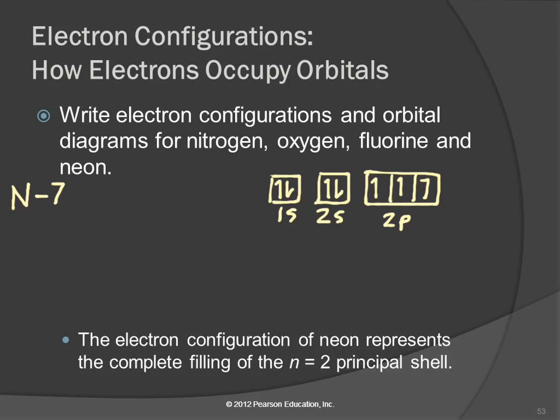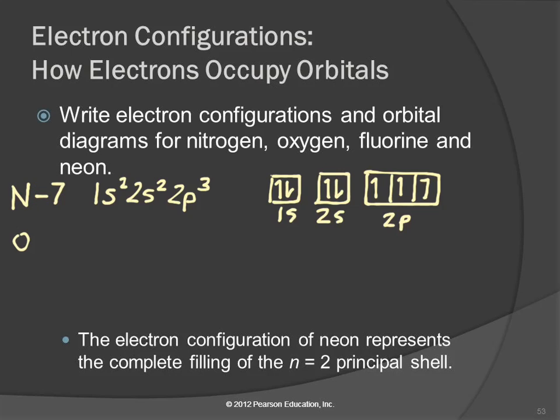And then the electron configuration is just a shorthand notation for that. We look at the 1s, and how many electrons? How many arrows in there? 2. And the 2s has 2. And the 2p has 3. When you add up these superscripts, 2 plus 2 plus 3 equals 7. So the superscripts add up to the number of electrons.